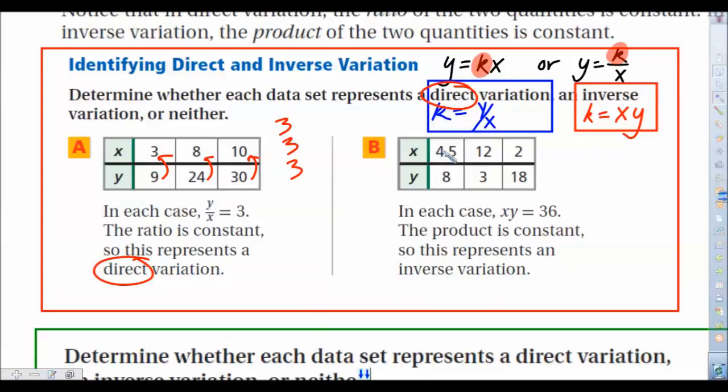When we look at this one here, notice that when we take the 8 and divide it, the 3 and divide it, and the 18 and divide it, we aren't going to get the same amount each time. So what we look for instead is what happens when we multiply those together. We multiply, we multiply, we multiply. In every single case here we get 36. So since x times y gives us the same value each time, that means that this is inverse variation.